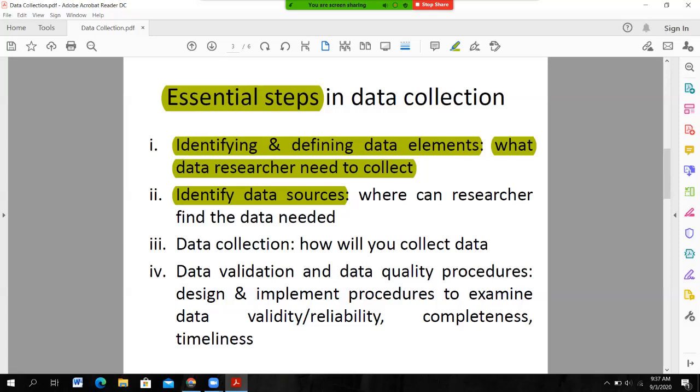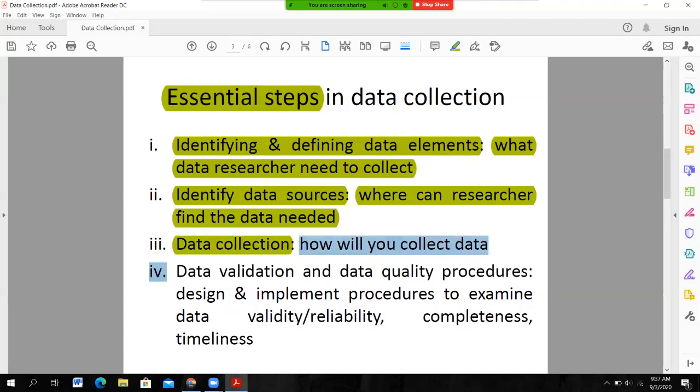Identifying data sources means where the researcher can find the data needed, from where the required information is collected. So in the first step, identification of the data elements is important. Second is identification of the data sources. Third, after identification of data elements and data sources, is the data collection, meaning how will you collect data? What are the methods and techniques through which data will be collected?